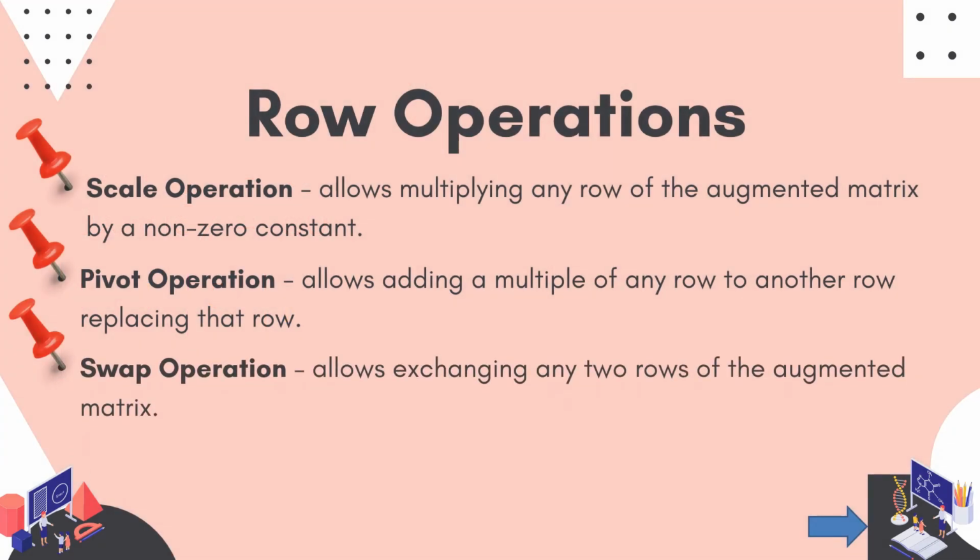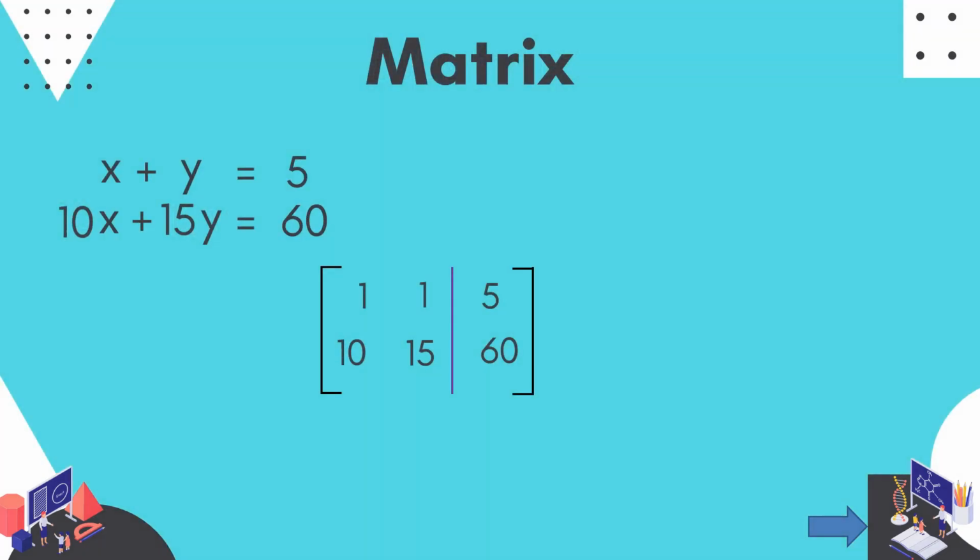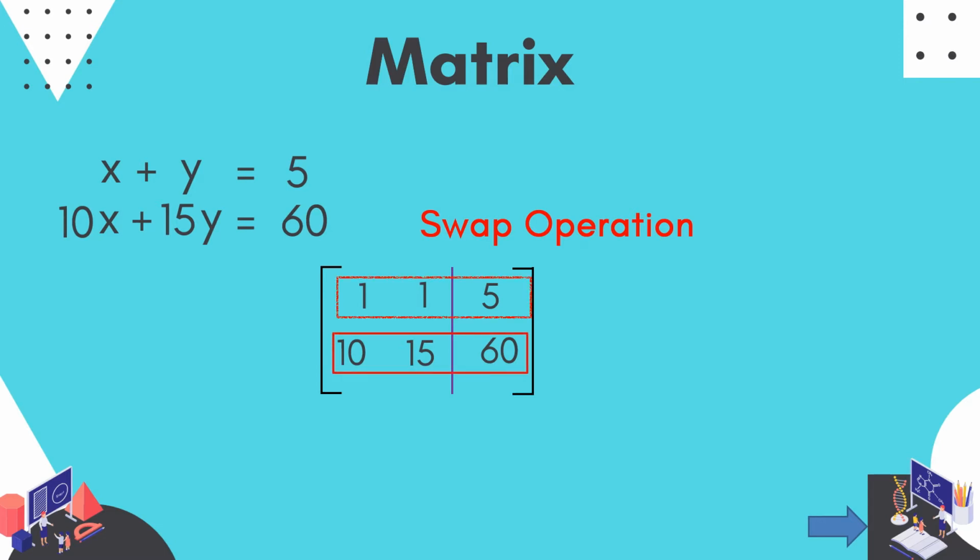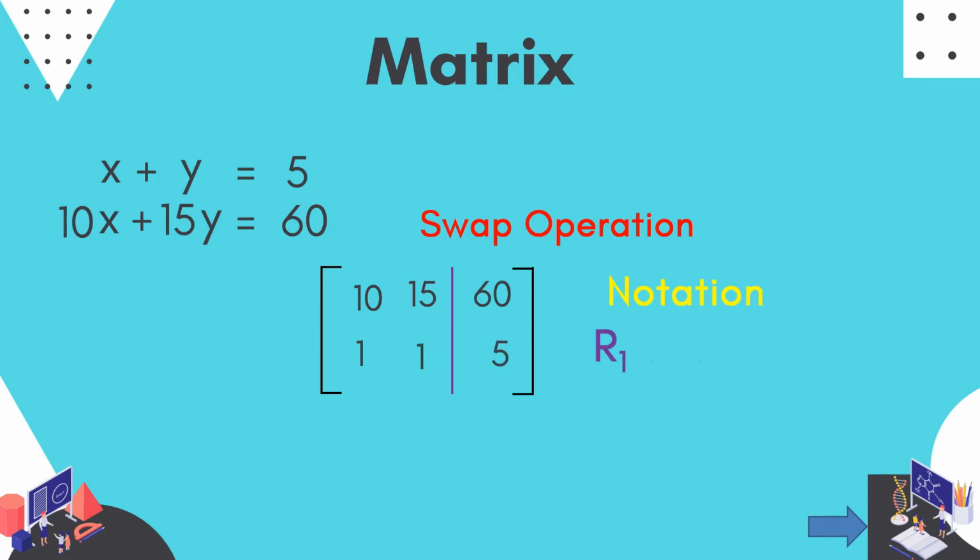And the third one is the swap operation. It allows exchanging any two rows of the augmented matrix. For example, still we're going to use the same matrix for our swap operation. How can the swap operation be done? Well, this is very easy. We're just going to swap row 1 and row 2. So for row 1, we have 10, 15, and 60. For our row 2, we have 1, 1, and 5. For our notation, this is row 1 swap to row 2.